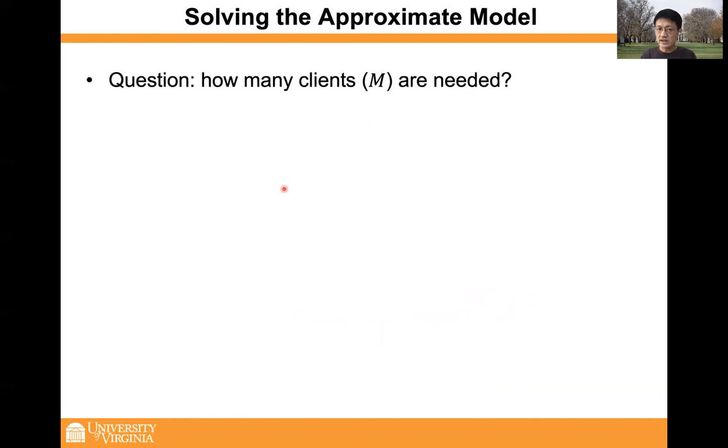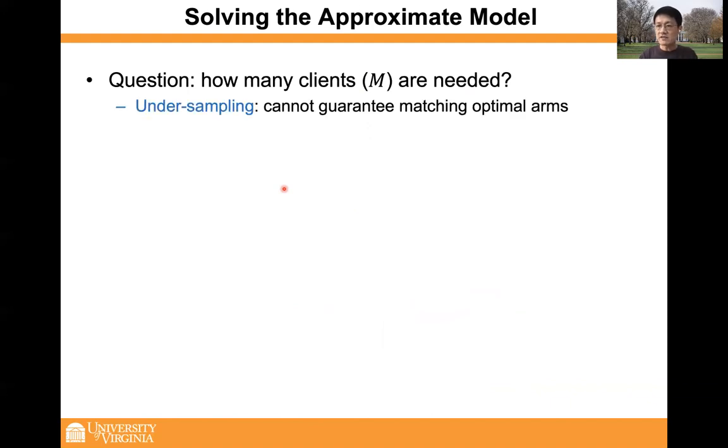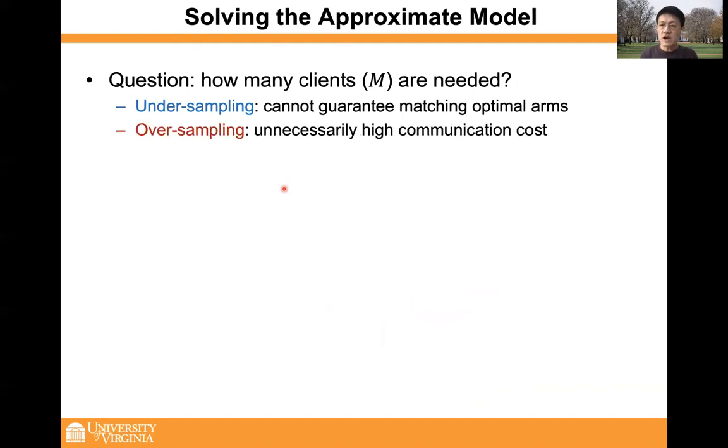That brings another challenge. How many clients are needed? I mentioned that you should have sufficiently many, but what is sufficiently many? If you have undersampling, then you cannot guarantee matching optimal arms. But if you have oversampling, then you bring an unnecessary communication cost, because remember, all of these clients are going to not only measure this channel, but also communicate the result to the base station. So this will bring unnecessary cost. So we need a sufficient but not excessive amount of clients. But what is this?